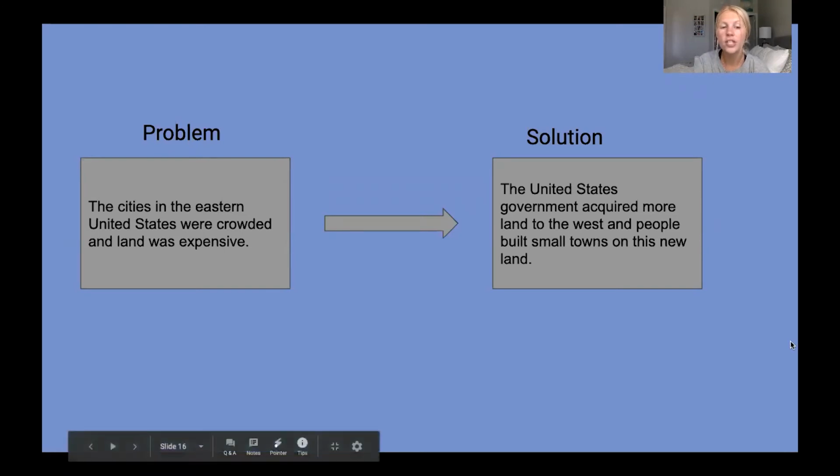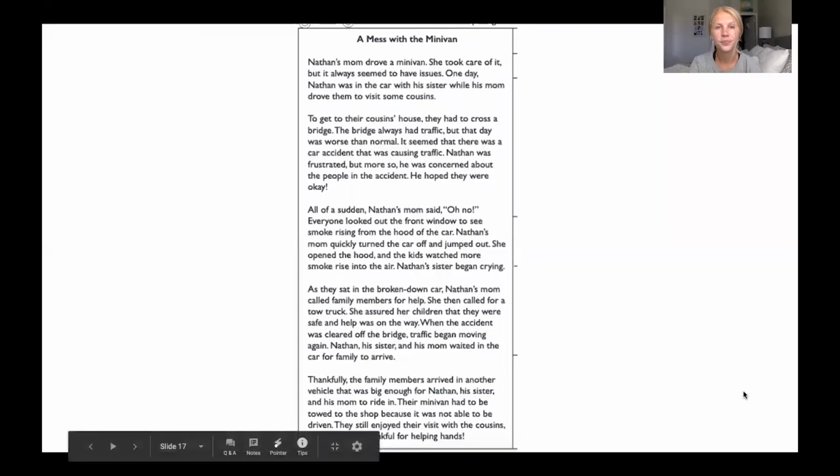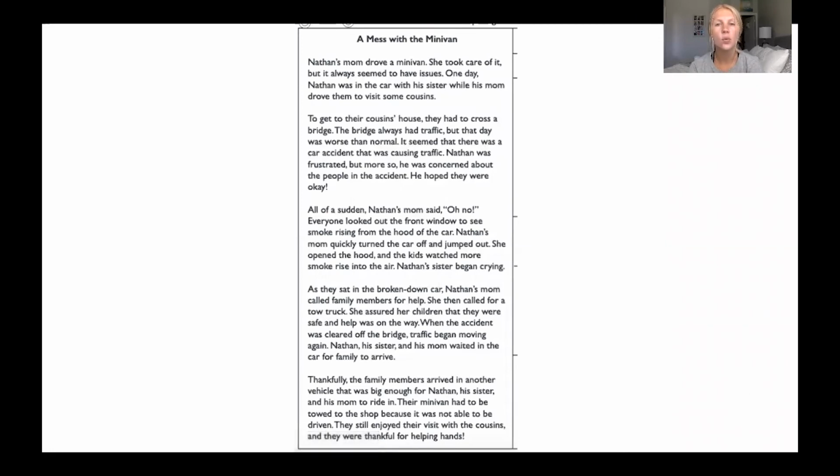And we are going to continue with one more short little text. And in this text, we're going to do the same thing. In your second graphic organizer, you're going to write in the problem and the solution. All right, second text, "A Mess with the Minivan."